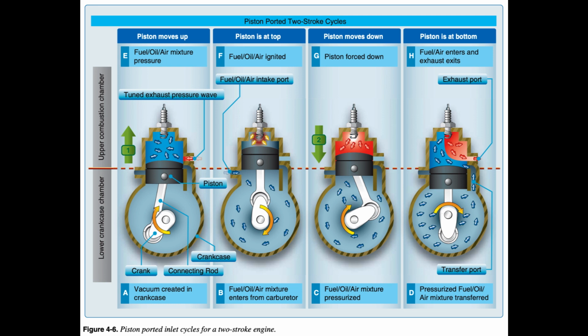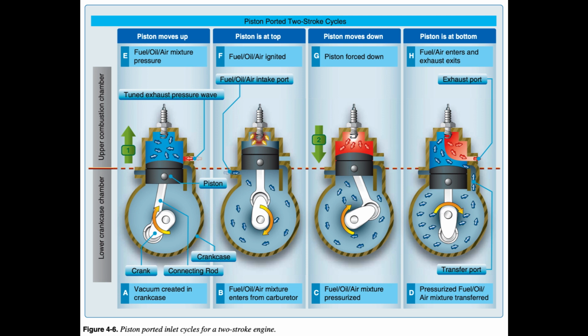Cylinder power stroke, final piston moving down as the piston passes the exhaust port. The exhaust exits the combustion chamber. As the piston continues down, the transfer port opens and the swirling motion of the fuel/oil/air mixture pushes the exhaust out of the exhaust port.